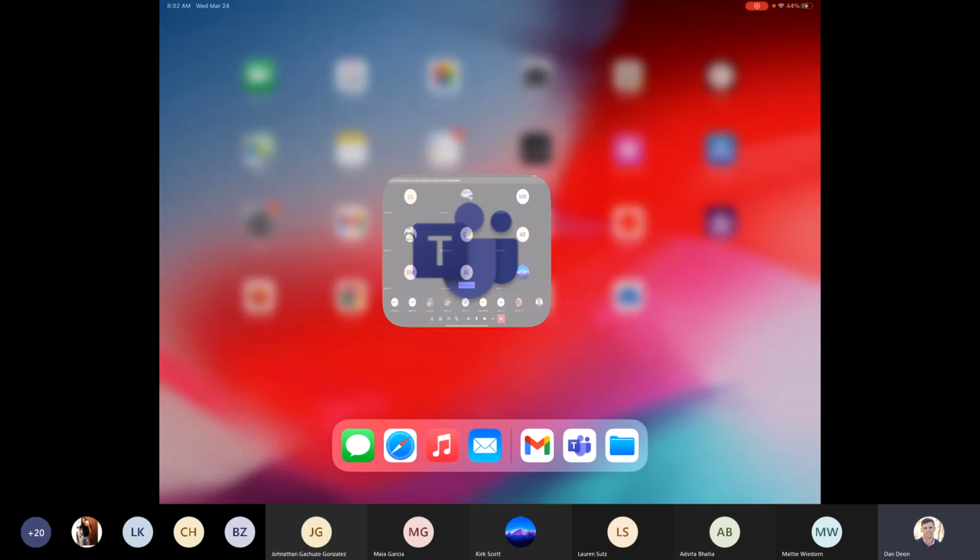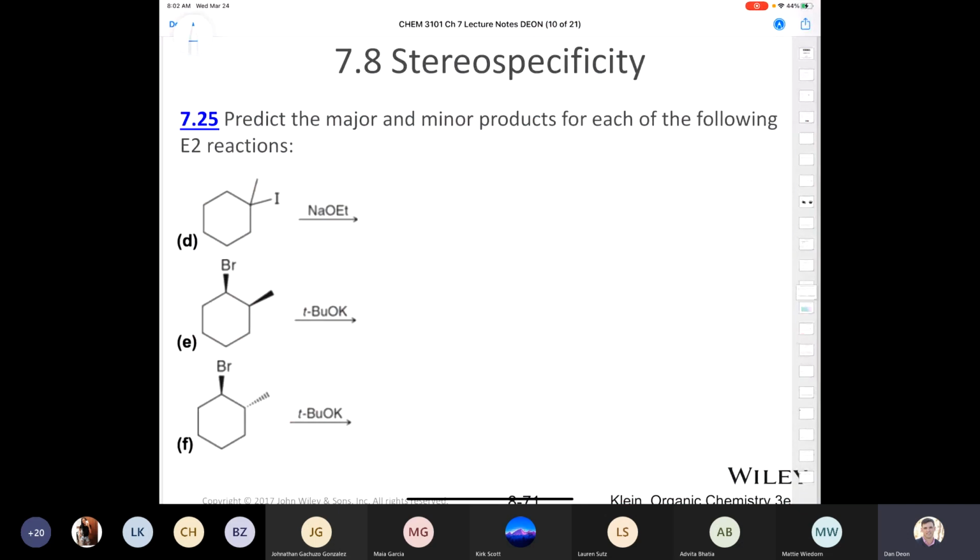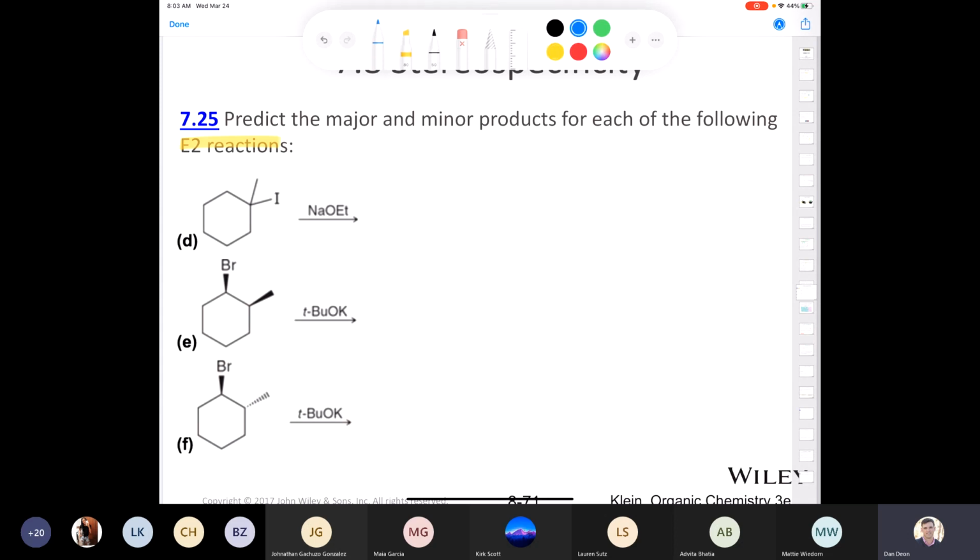Okay, Chemistry 3101. This is approximately where we left off last class. It says predict the major and minor products for each of the following E2 reactions. So they tell us right away that we're dealing with elimination reactions, and these are bimolecular reactions. They're not asking for mechanisms here, but in the first one you see that we have an alpha carbon here, we have a beta carbon here, and we have another beta carbon here.